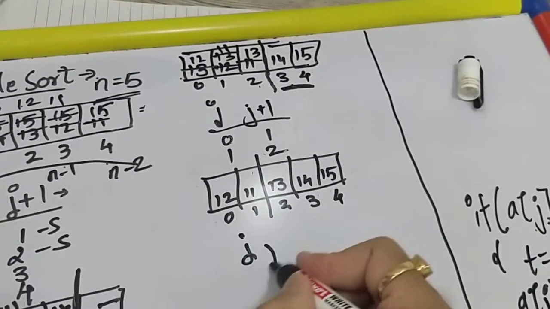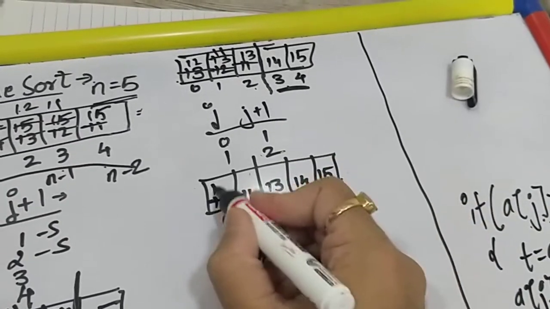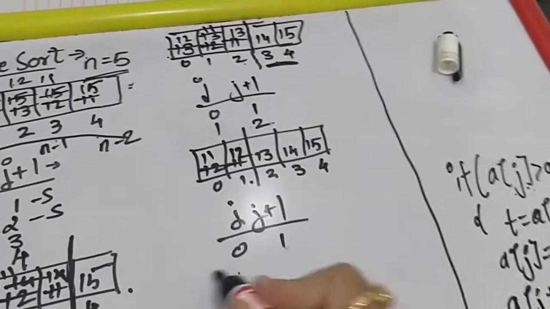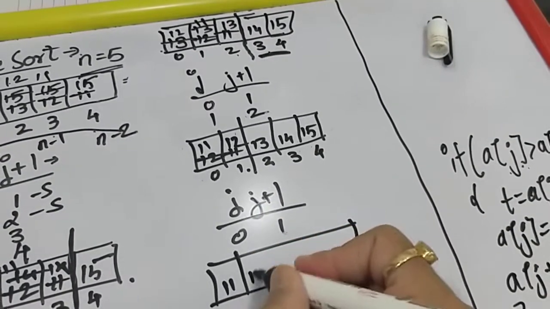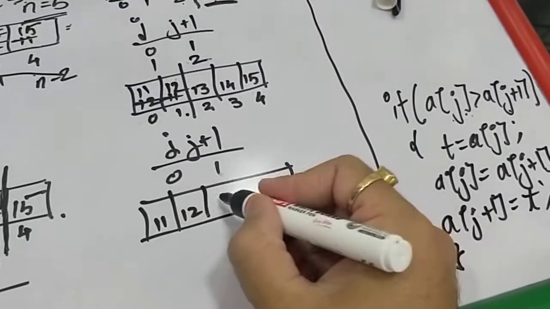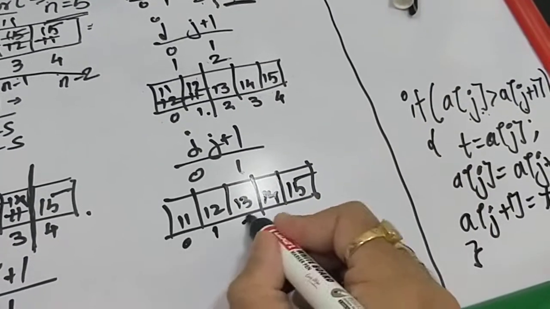So we are going for last iteration. j with j plus 1. Is a of 0 greater than a of 1? Yes. And that's it. So this is our last iteration. After this last iteration, we'll get 11, 12, 13, 14 and 15.